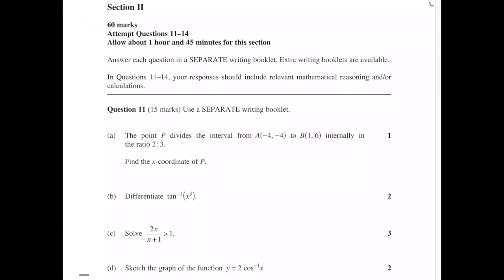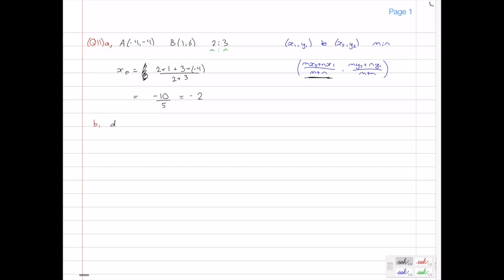The next part, differentiate tan inverse of x cubed. Okay, so I want to differentiate this function, and this function is actually a composite function. It consists of an inverse tan and x cubed. So when we differentiate composite functions, we need to use the chain rule or the function of a function rule, whichever you call it. So the first thing that we do is we differentiate tan inverse as if it was just a normal tan inverse of x.